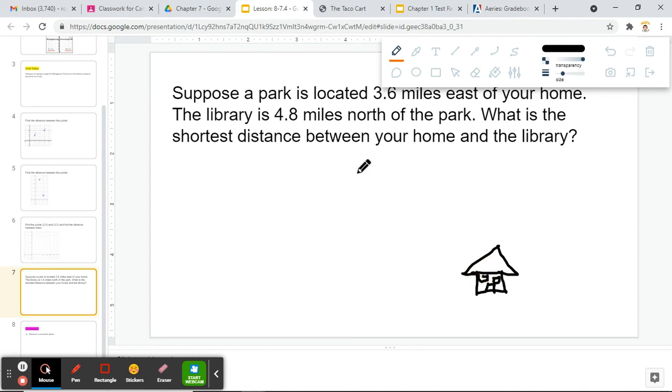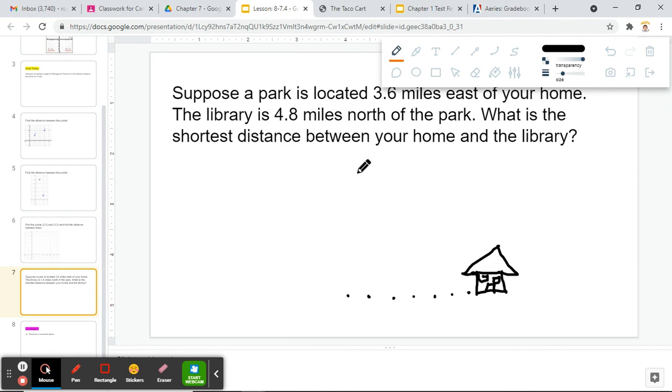Okay, so it says a park is located 3.6 miles east of our home. So east kind of just means to the left. If you guys don't know your north, east, south, and west, never eat soggy waffles. I feel like that's wrong. That's backwards. East should be over here. Whatever. It's hypothetical in this one anyway, so it won't make too much of a difference.